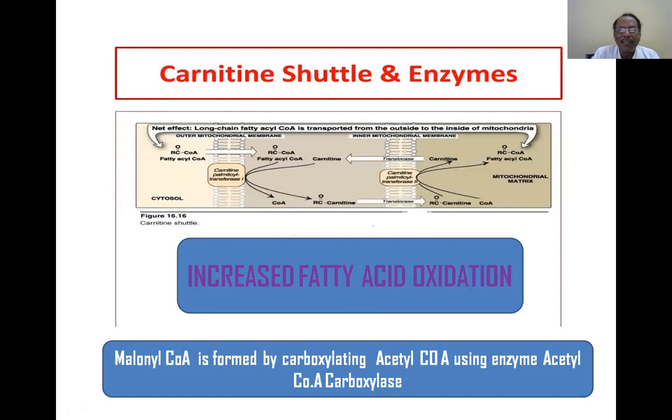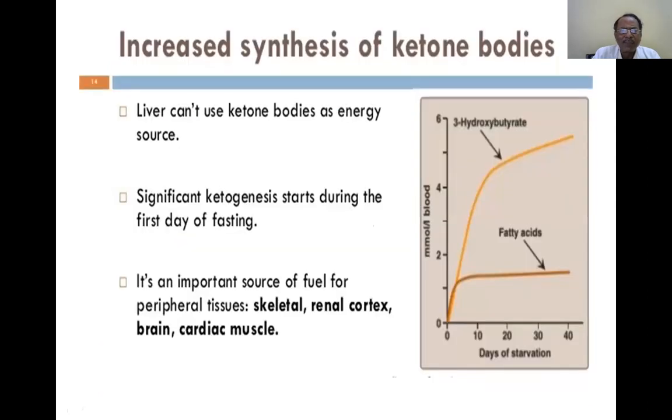Unless carnitine is available sufficiently, the fatty acid transport is not proper, and energy metabolism is going to be hampered. So the carnitine shuttle is activated. And then increased synthesis of ketone bodies, just now we said. Liver cannot use ketone bodies, but it produces more ketone bodies. Ketone bodies are an important fuel especially for skeletal muscle at rest, and renal cortex.